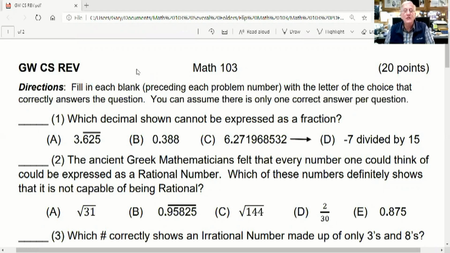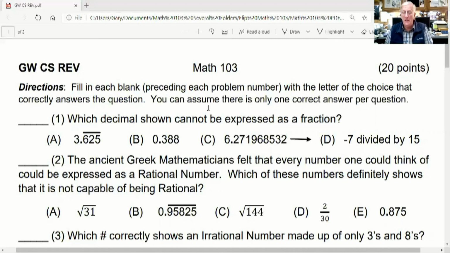So we're going to take a look at these questions. I'm going to give you time to answer each one as we go, and then you can put the correct answer in if you happen to make a mistake. So fill in the blank preceding each problem number with the letter that correctly answers the question. You can assume there's only one correct answer per question. Well, remember, I wrote this thing, so that's not necessarily true, but I will hope it is.